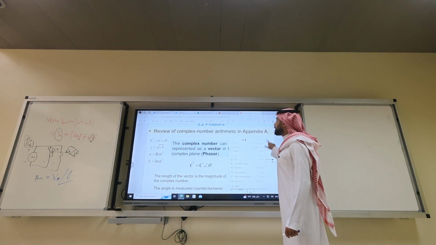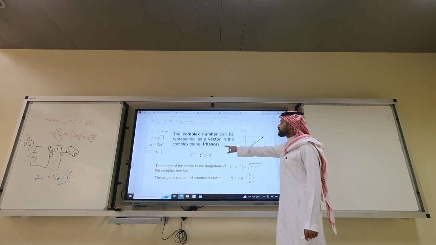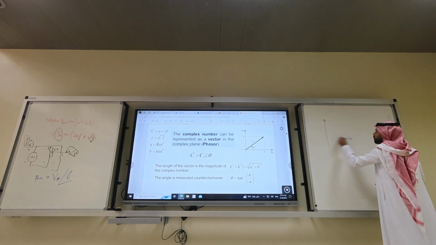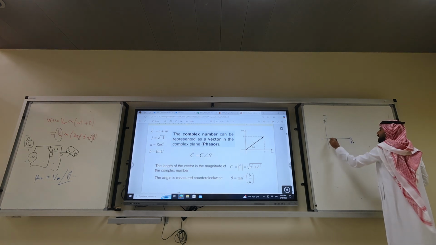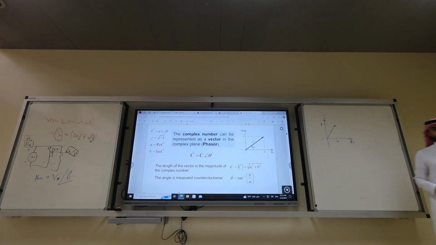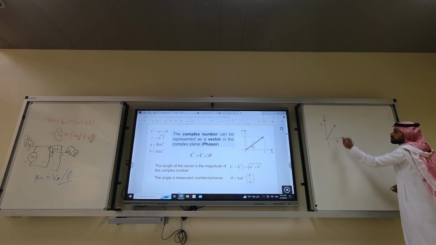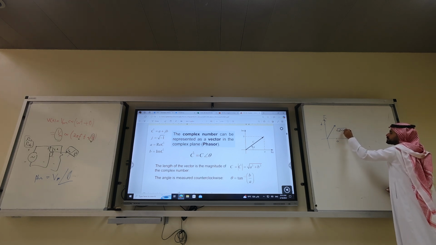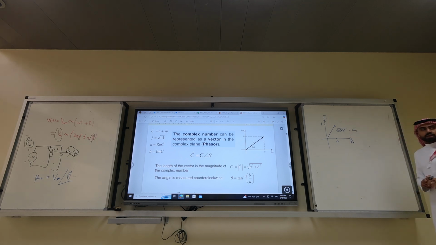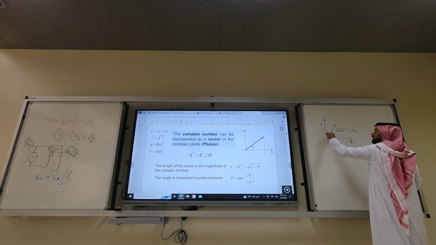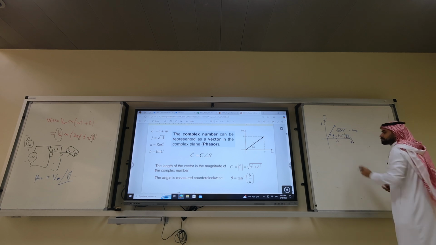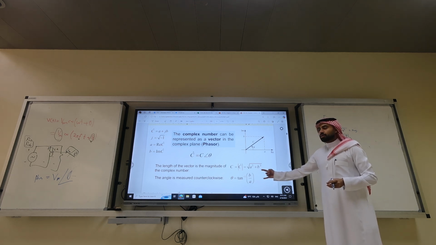The complex number can be represented as a vector in the complex plane, or a phasor. In other words, if I go on the real axis by a and the imaginary axis by b, I can draw a vector. The length of this vector, which is the square root of a squared plus b squared, is called the magnitude. It is also at an angle theta that's calculated by tan inverse of b over a.